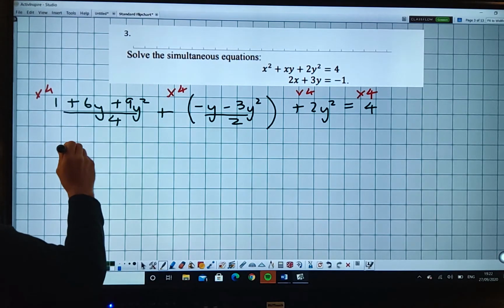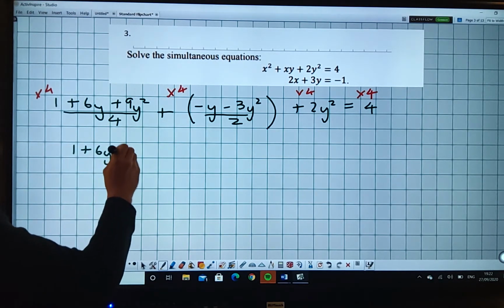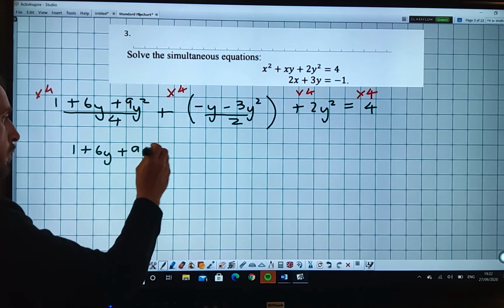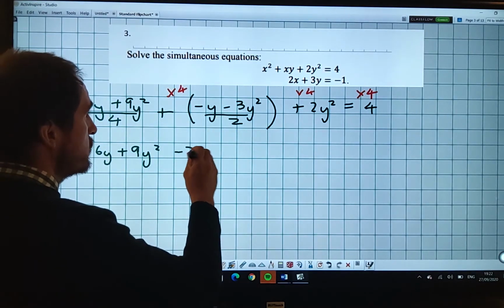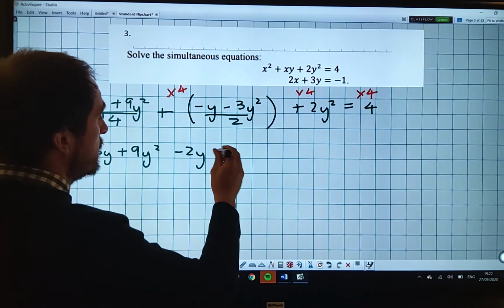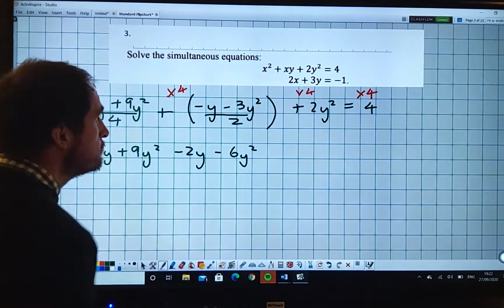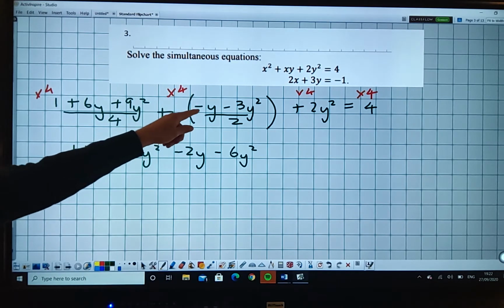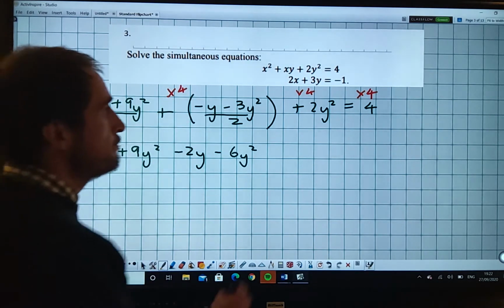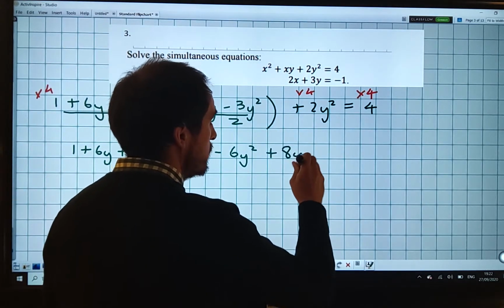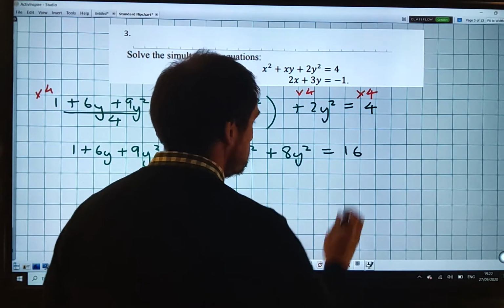The 4's cancel, so I'm still left with 1 plus 6y plus 9y squared. 2 goes into 4 twice, so you multiply by 2. Minus 2y, and that's going to be minus 6y squared. So again, 2 into 4 goes 2. 2 times minus y is minus 2y. 2 times minus 3y squared is minus 6y squared. Plus 8y squared equal to 16.